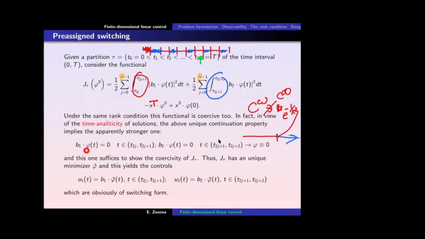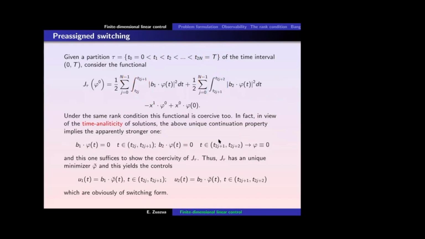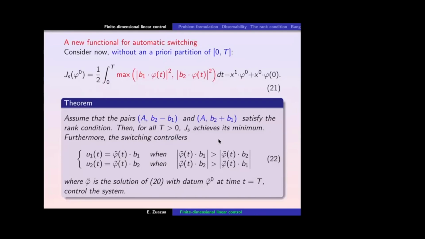And therefore, as soon as B1 phi and/or B2 phi is equal to 0 in some subinterval, it is 0 everywhere. But once they are 0 everywhere, this is, like in the Kalman rank condition, when the full matrix B star applied to phi is equal to 0. And because of the Kalman rank condition, that is done.